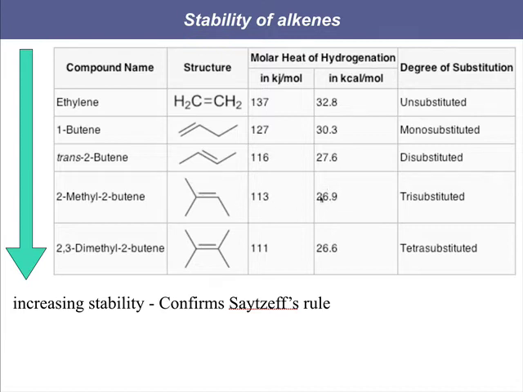Tri-substituted releases even less energy, and tetra-substituted releases even less energy. So we increase stability as we increase substitution. And that is why Zaitsev's rule is a rule. Zaitsev's rule says that when you do an elimination in E1 or E2, you always preferentially form the double bond that is more substituted. If you have the choice of making a mono versus a di, you'll make the di. If you have an option of making a di versus a tetra, you'll make a tetra, etc.